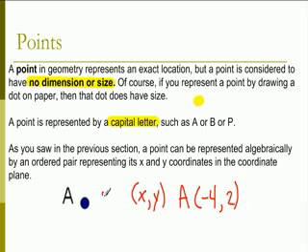This is what a point would look like. You would just draw a point and label it. You could draw another point over here, and we can label that point X. You can label it whatever capital letter you wish to label.